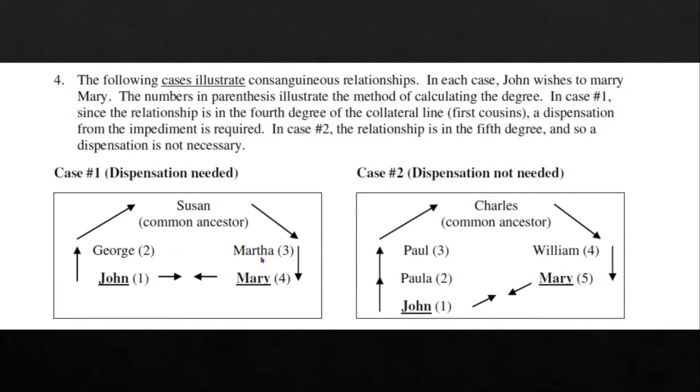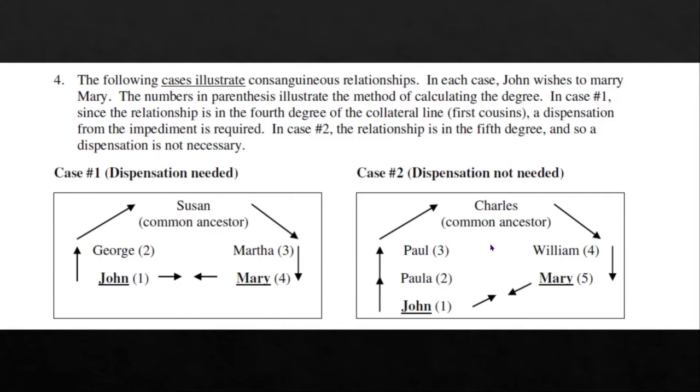In this circumstance, the way that they figured out to count it up is that you identify who the common ancestor is. You're going to count the steps between you and the person you want to marry. You do not include the common ancestor. So in this case, John wants to marry Mary. There's George, there's Martha, there's Mary. It's the fourth degree. They would need permission because it is right on the edge of being too close.